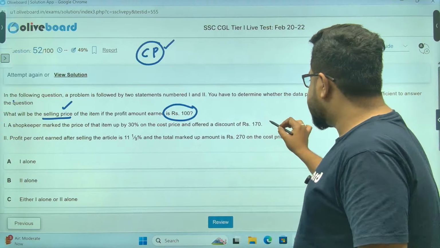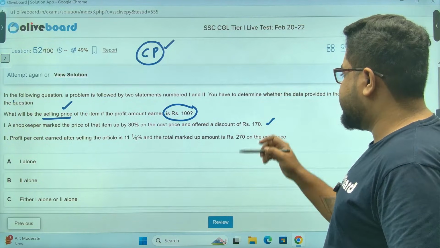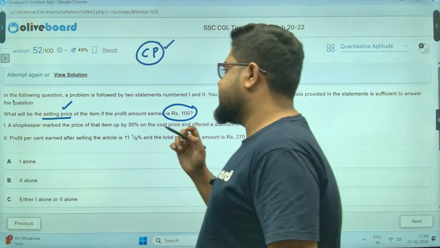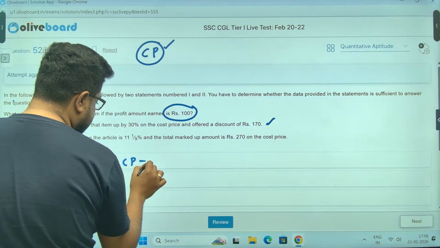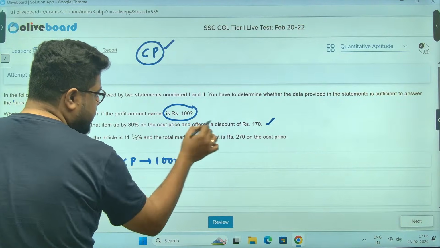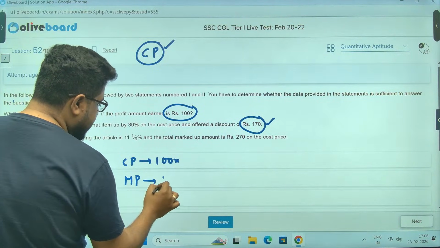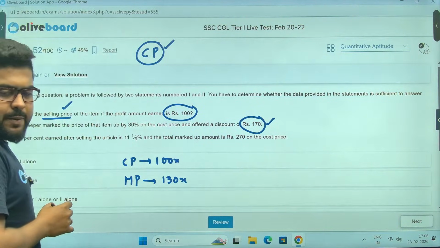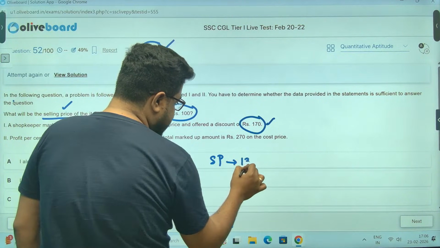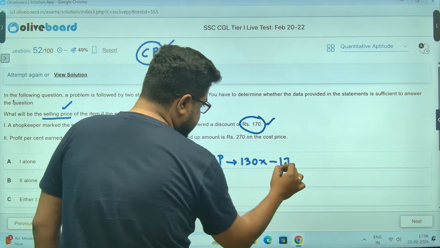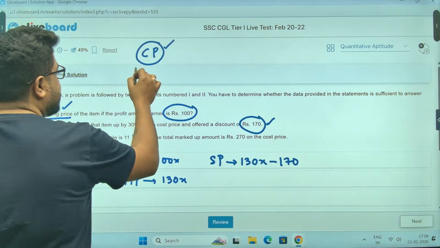Let's see from the first statement what is given. MP markup is 30% on CP, offered a discount of 170. Let's say CP is 100x, because there is a value, I'm taking x. So markup is 30%, meaning 130x will be the MP. Now discount is 170. So SP will become 130x minus 170. Now again, they are asking what? They are asking us to find the CP, sir.